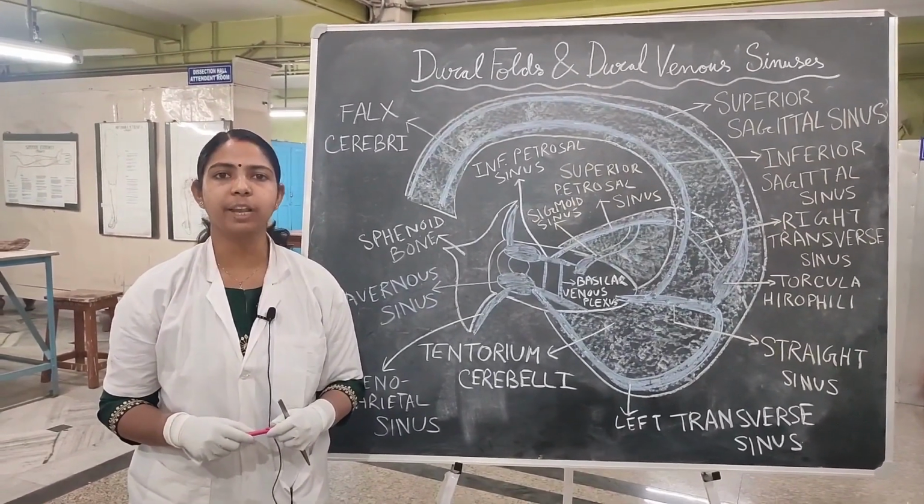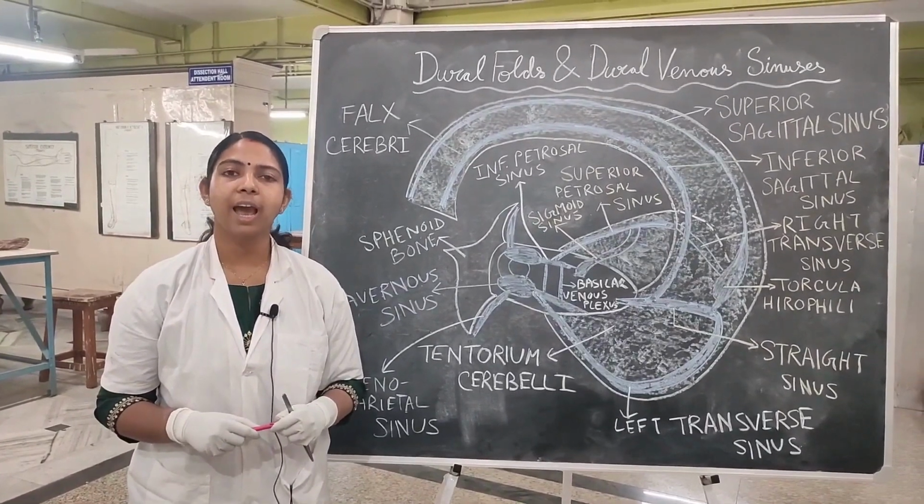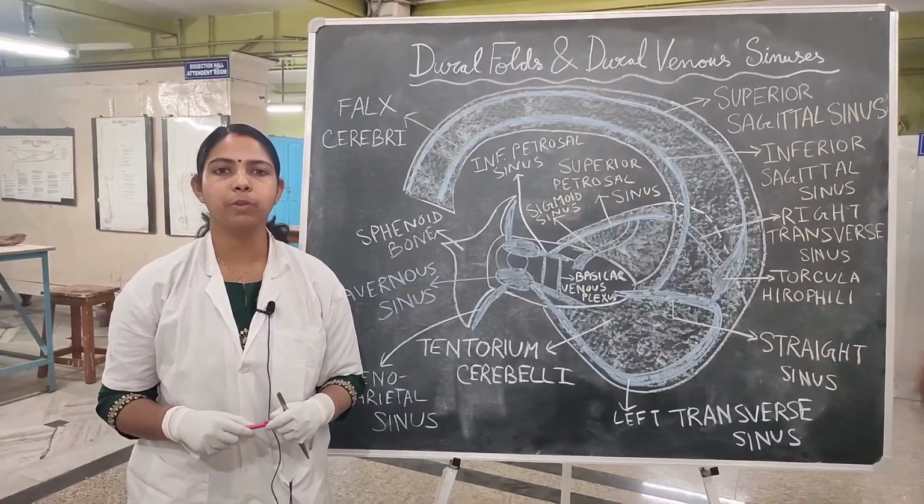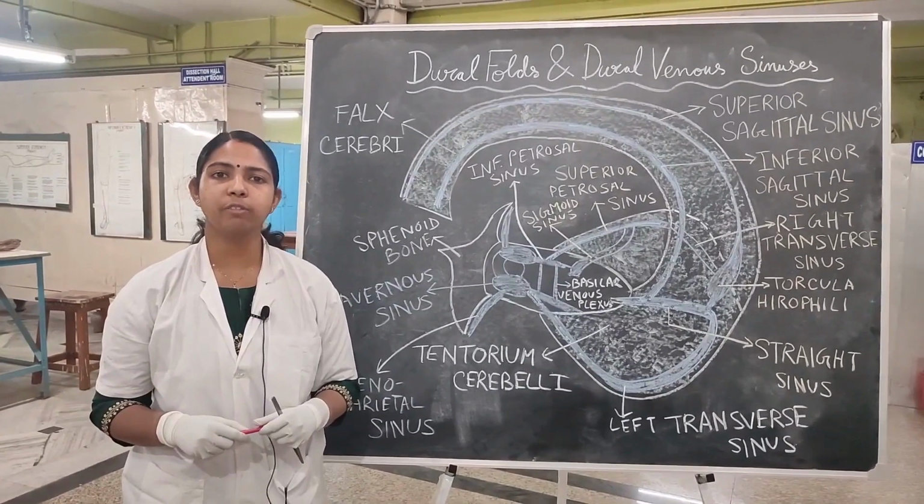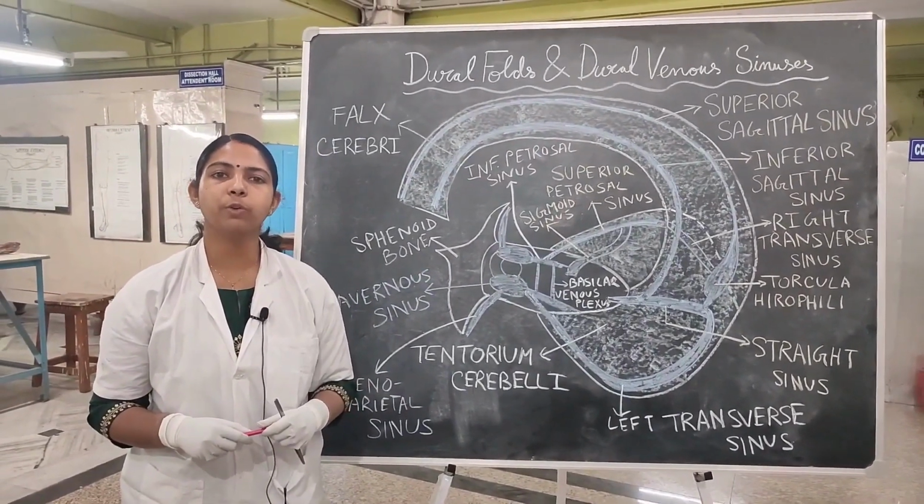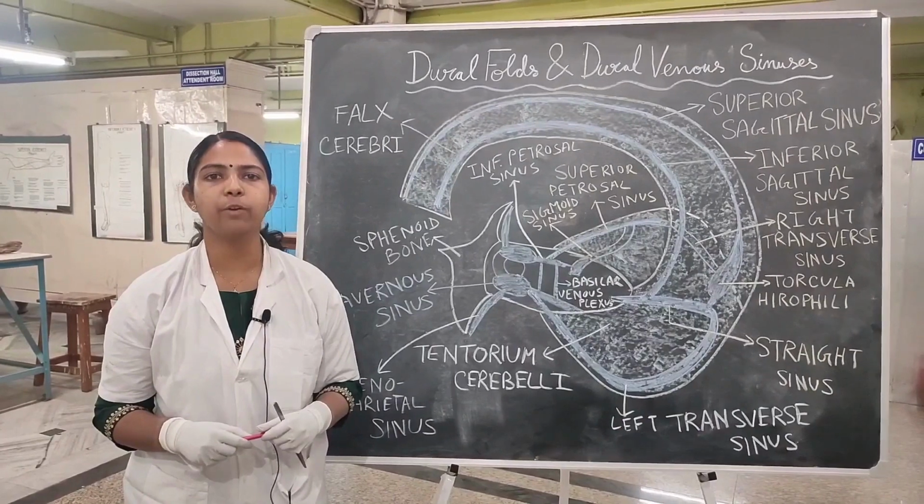Infection from the ear can spread to the sigmoid sinus and also to the inferior petrosal sinus. However the infection is spreading, thrombosis of the dural venous sinuses can lead to hydrocephalus.